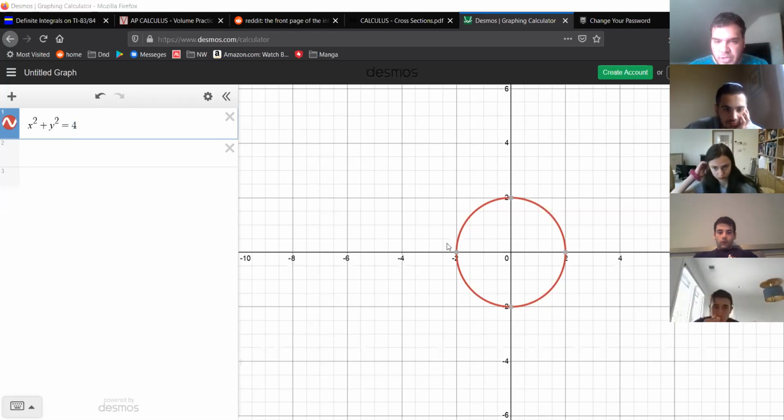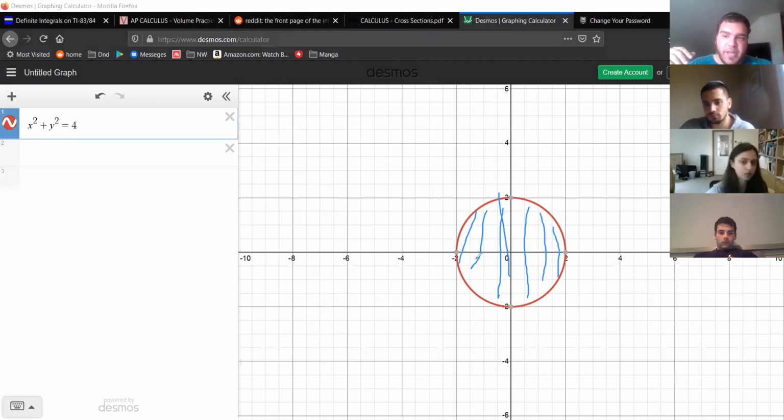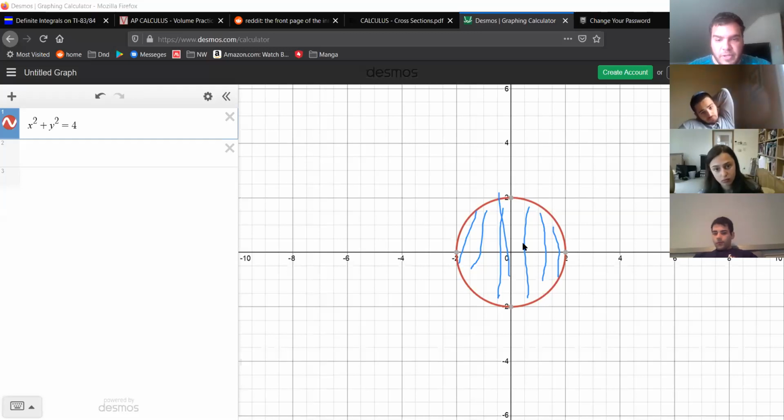Usually our circles, when we make the cross section, are vertical unless otherwise stated. So they're vertical cross sections. Our bounds for this circle are going to be from -2 to 2, because it starts at -2 over here and goes to +2 over there. So our bound is from -2 to 2, and I'm going back to the whiteboard.